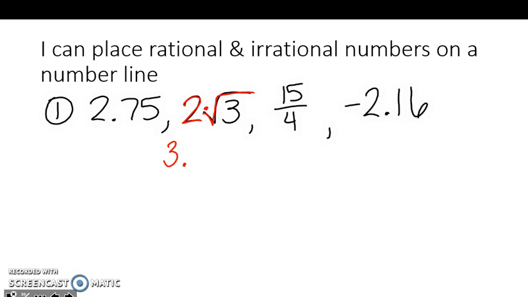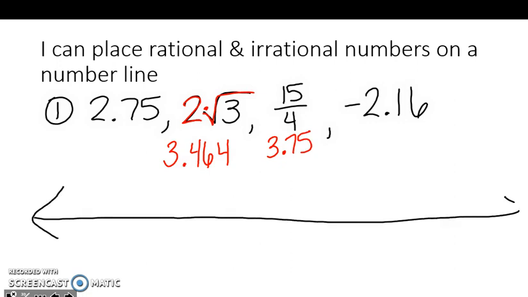So we have 3.464. 3 digits to the thousandth place should be enough to get you to compare it to all the other numbers. Okay? If not, we'll just have to come back and look at it again. But 3 digits to the thousandth place should be enough to be able to compare it to the others and place it on a number line. So 15 divided by 4, 3.75, and then the last one's already a decimal.